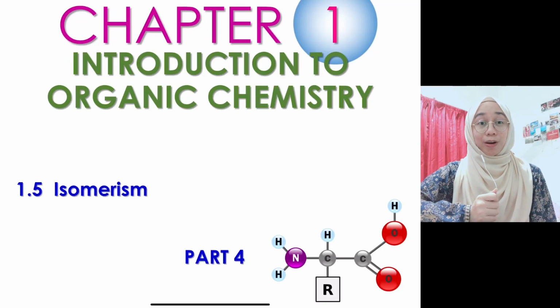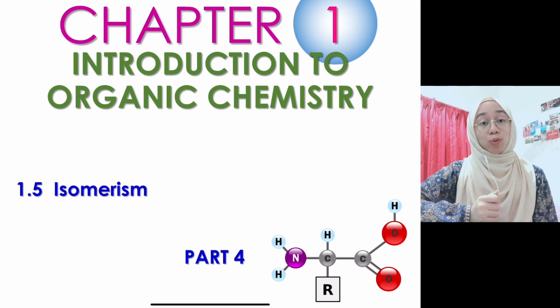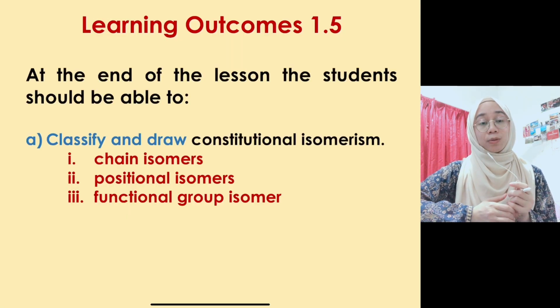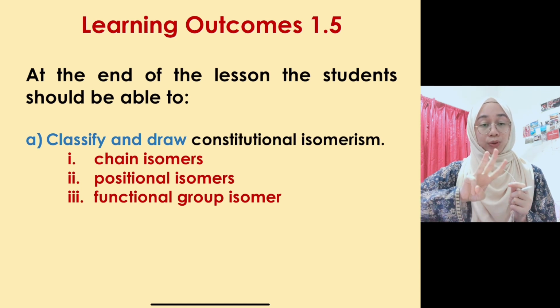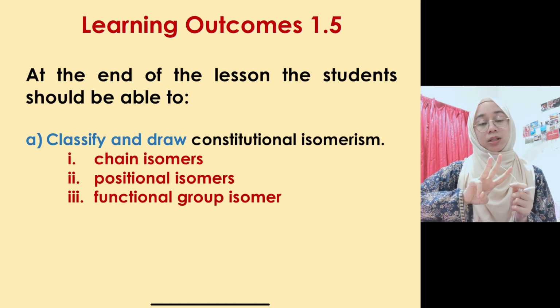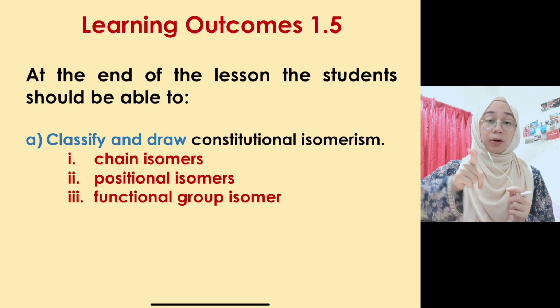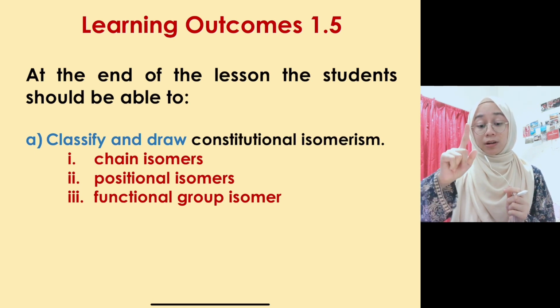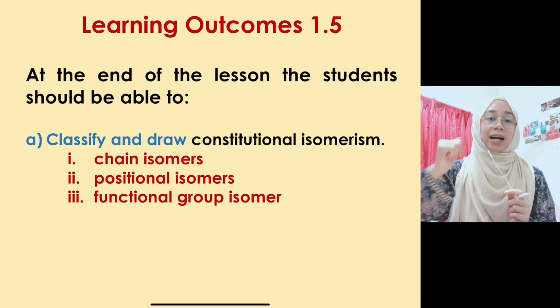So today we are going into the new subtopic, which is 1.5 on isomerism. Let's have a look at our learning outcome for today. By the end of this lesson, you should be able to classify and know how to draw the constitutional isomerism. We will be learning 3 types of constitutional isomerism, which are the chain isomer, positional isomers and also functional group isomers. But first, let's have a look at what is isomer.